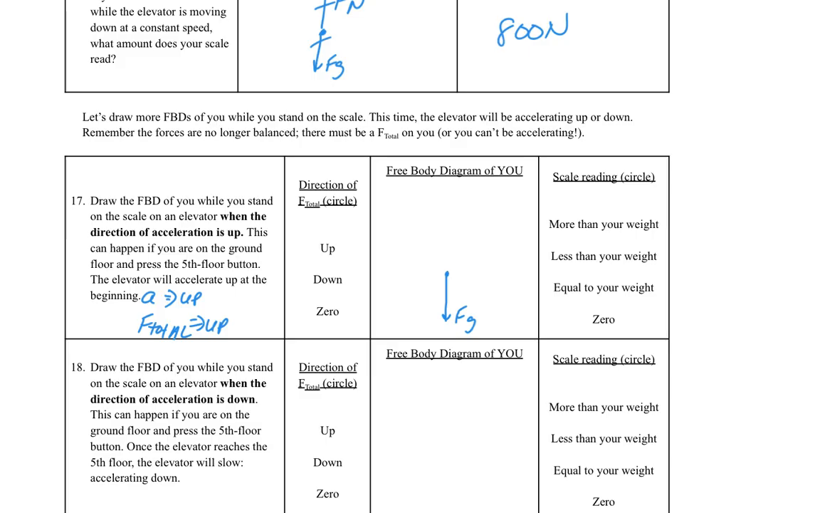So in this case, the normal force has to be bigger than the force of gravity so that you will indeed have an acceleration up. That means since the normal force got bigger than your force of gravity, the scale is going to read more than your weight.